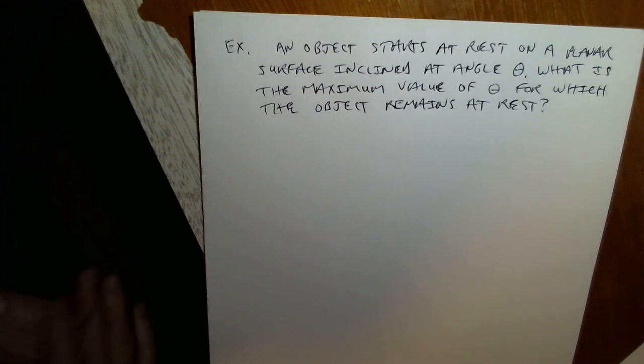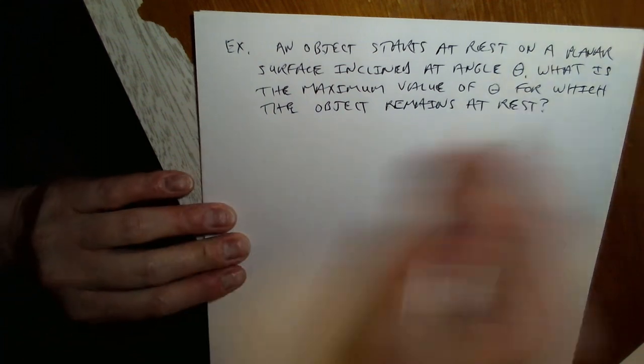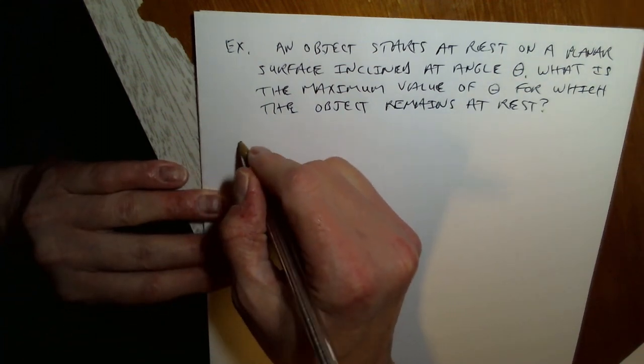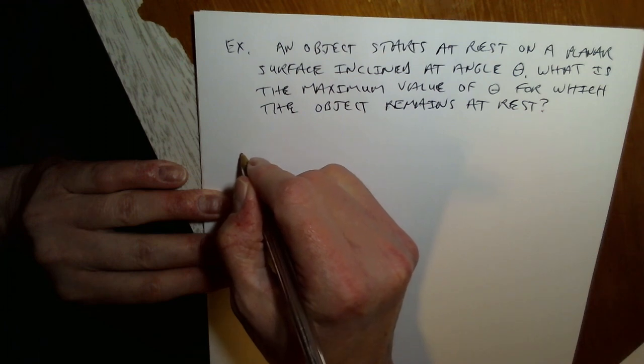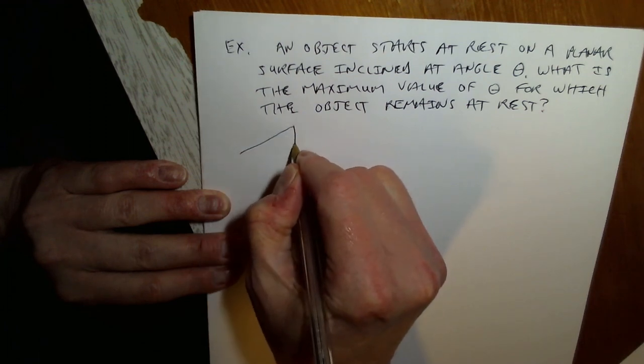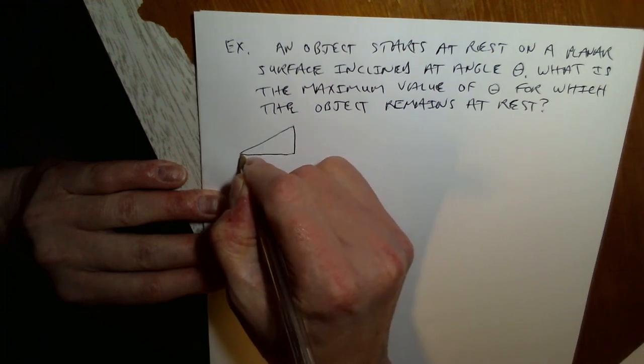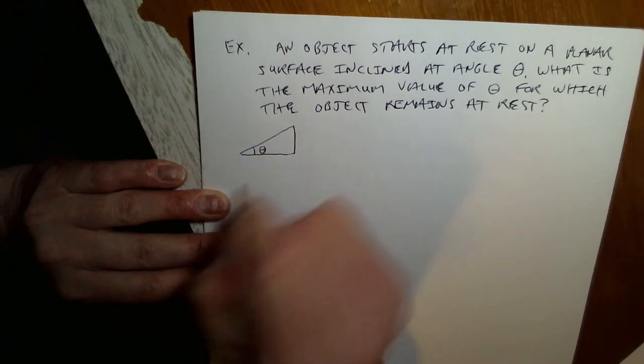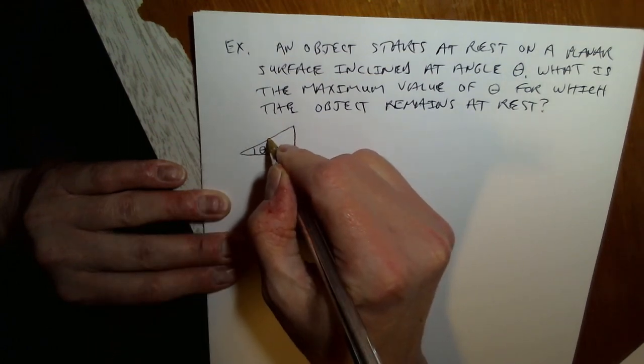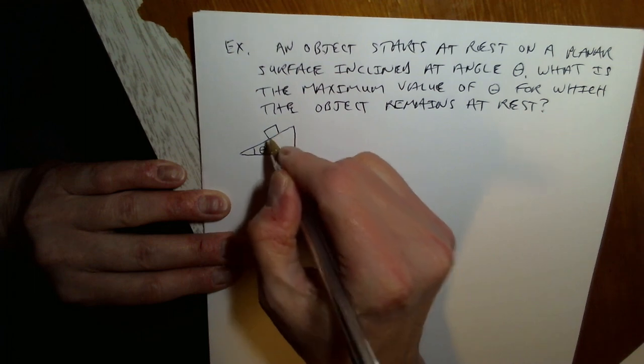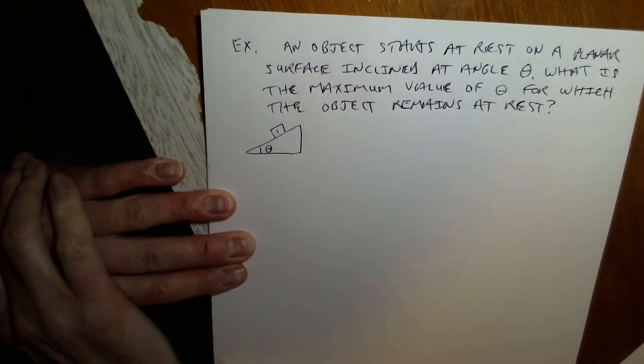And step one, draw a picture. Read the problem, draw a picture. So I'm going to draw my incline. Here's the angle theta. And here's the object.